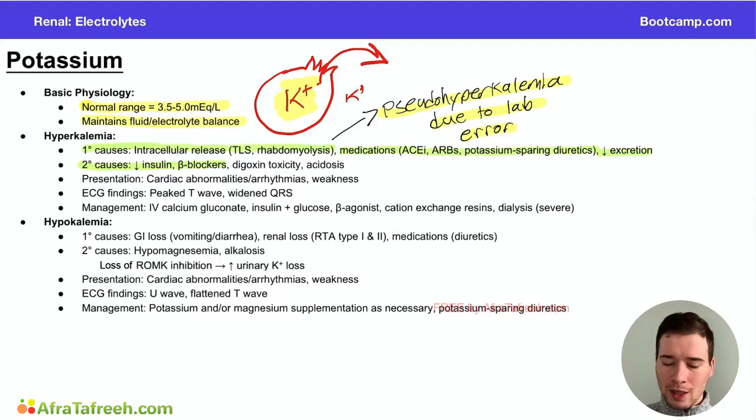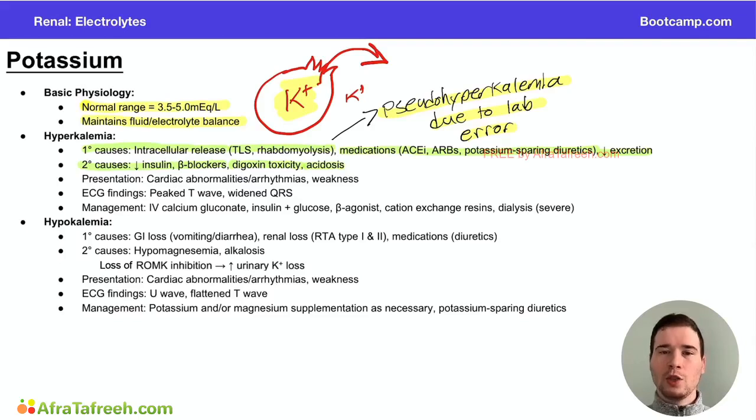A very similar cause is digoxin toxicity, which can also cause a very similar presentation because it has a similar mechanism in that it causes inhibition of the sodium-potassium ATPase. Again, same thing here. This is going to cause a buildup of potassium outside of the cell. And finally, we have the state of acidosis.